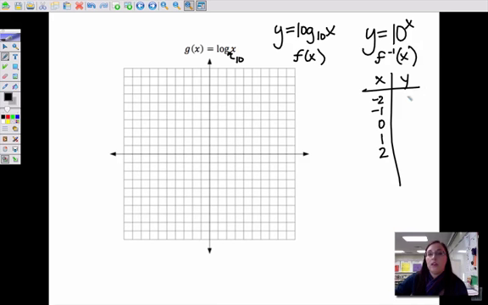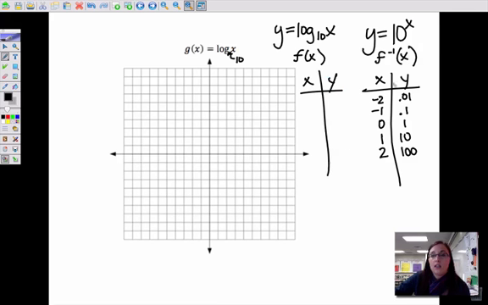So 10 to the -2 power is 1/100th. 10 to the -1 power is 1/10th. 10 to the 0 power is 1. 10 to the 1 power is 10. 10 squared, or to the second power, is 100. So obviously, really only going to be able to graph a couple points here. So then, if I'm looking at graphing y equals log base 10 of x, I can just take each coordinate that I'm going to use and I can flip it around.